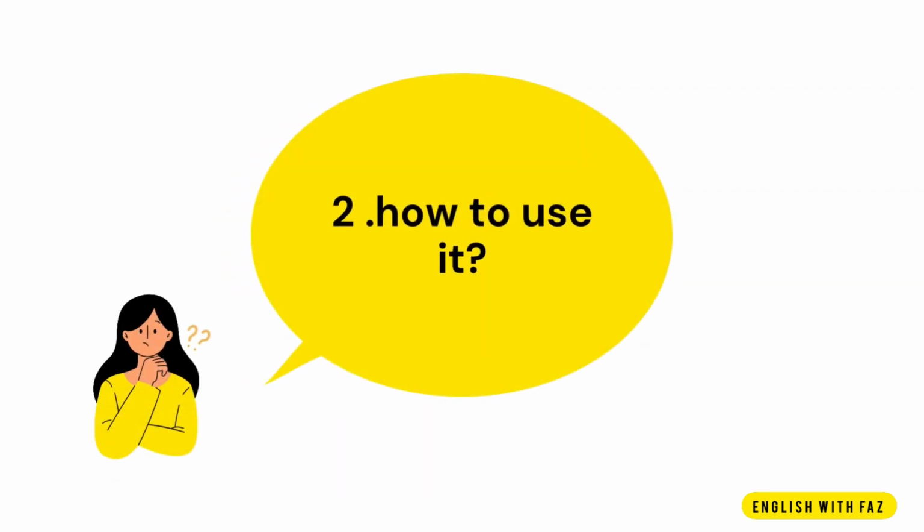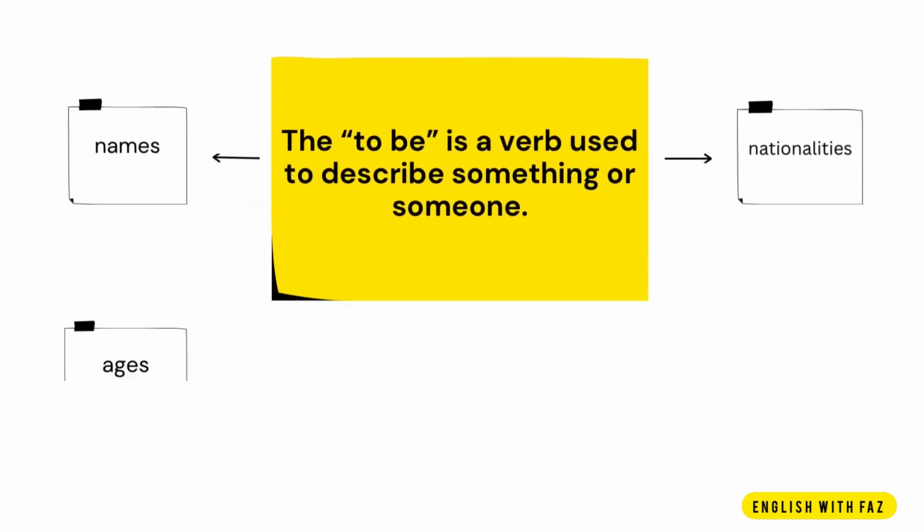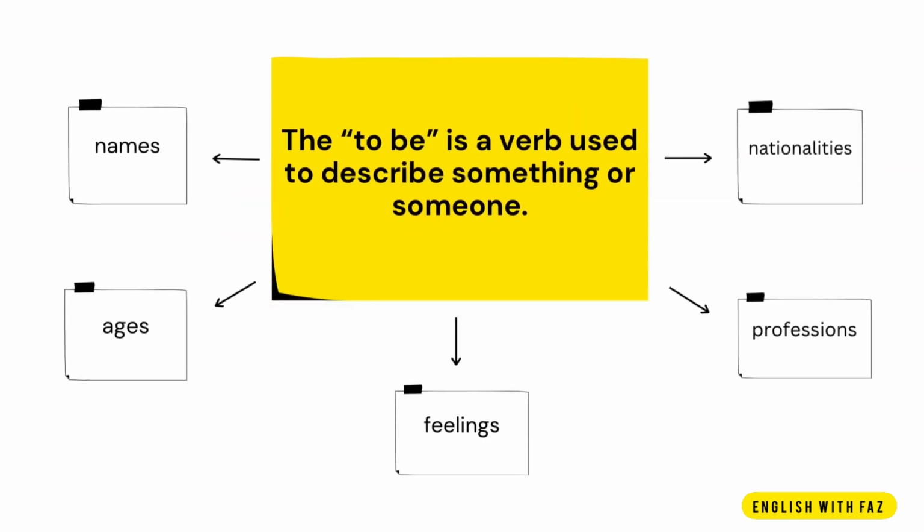Now, let's see how to use it. We can use the verb to be to describe something or someone. The most common use of the verb to be is to talk about names, ages, feelings, professions, and nationalities.